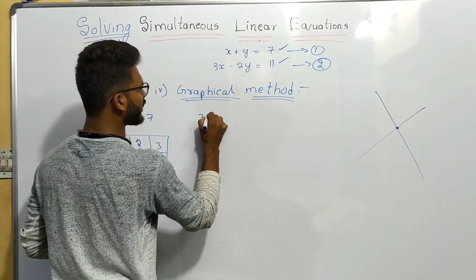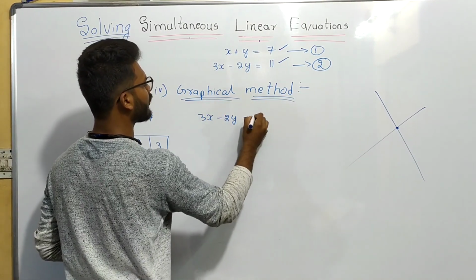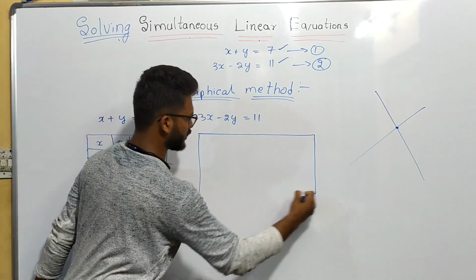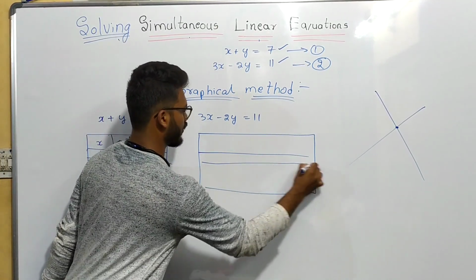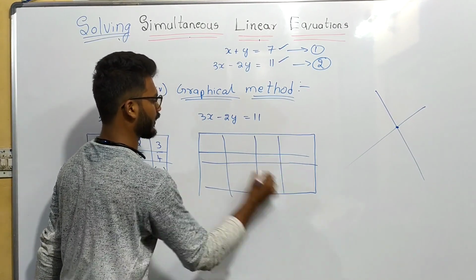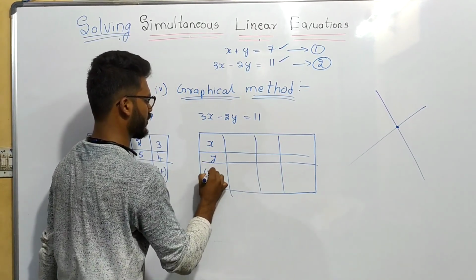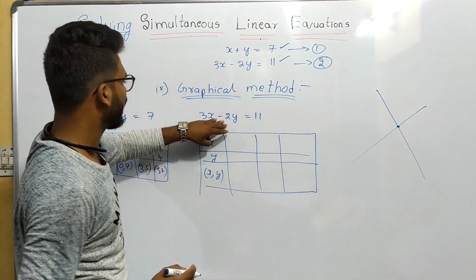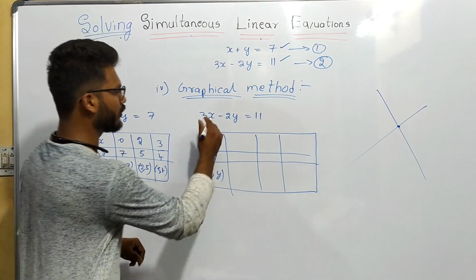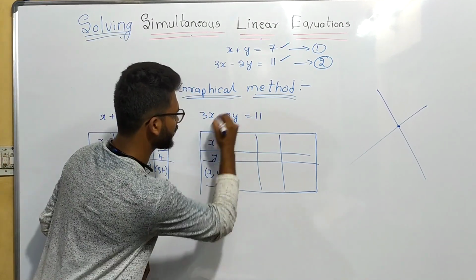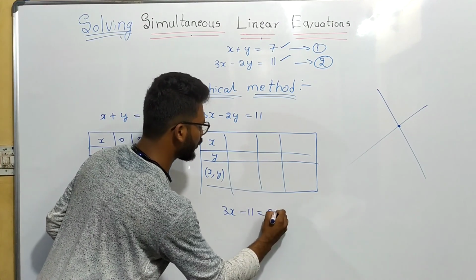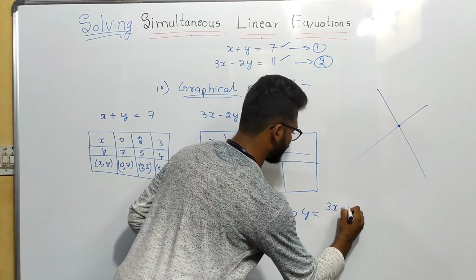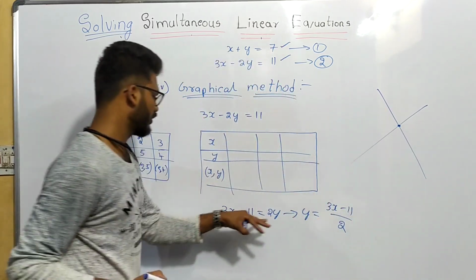In the same way, the second equation, 3x minus 2y is equal to 11. Same, we have to find 3 points like this. How? Here we will write x comma y as the points. To find them, we will not get them directly. So what we have to do is change it like this: 3x minus 11 is equal to 2y. So y will become (3x minus 11) by 2.